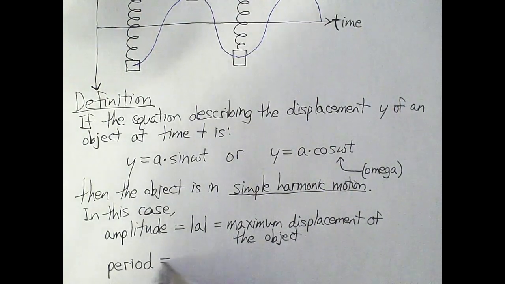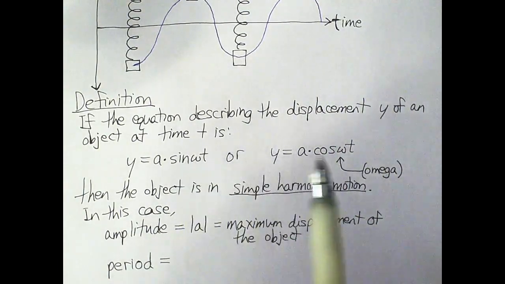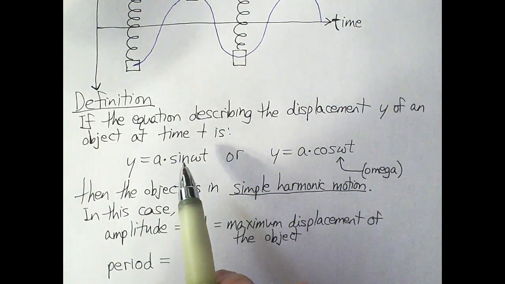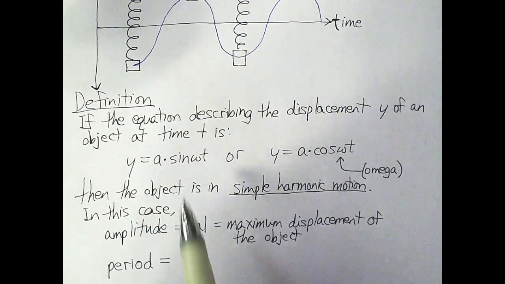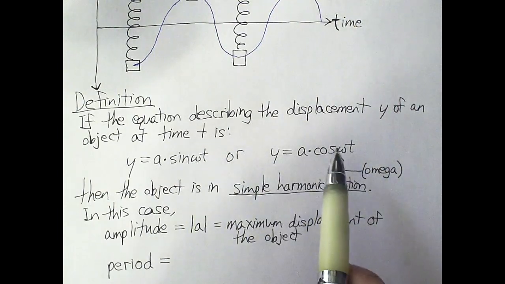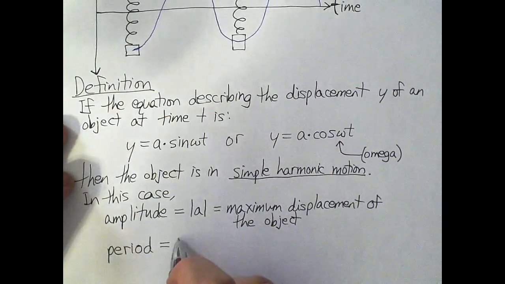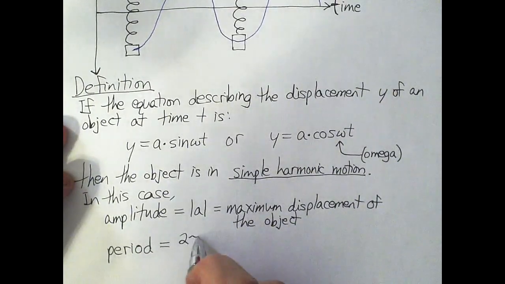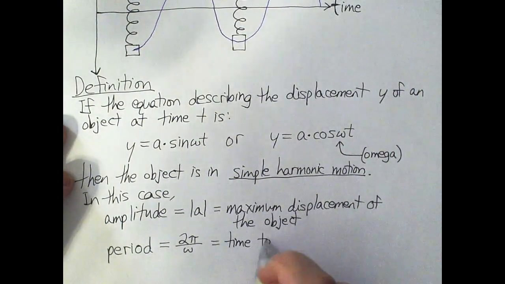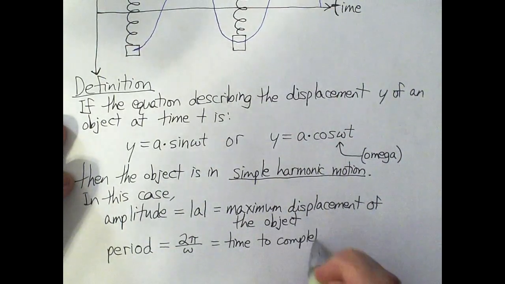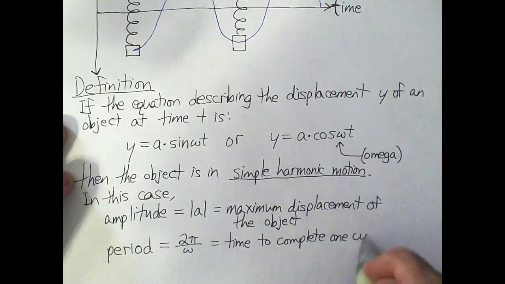All right, next is the period. We've used the word period before. We've said sine and cosine have a period of 2 pi. However, this is not just sine or cosine anymore, right? We can't just say the period is 2 pi because this omega inside is changing things. The period is going to be 2 pi divided by omega. And this is the time to complete one cycle.